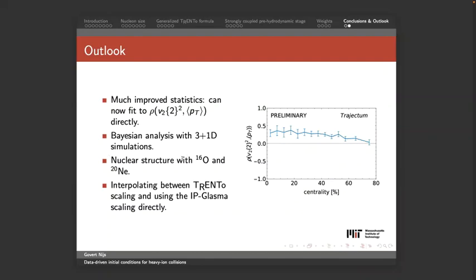And also this nuclear structure with oxygen and neon, which you already saw a bit in Giuliano's talk. And also maybe something that is actually quite simple to implement is to just put the formula for this Trento scaling directly into the Trento formula, and then maybe interpolate with yet another parameter between the Trento formula and epiplasma scaling, and see if you can find a preference for one or the other. So you said you just need 20 hours on a single laptop.